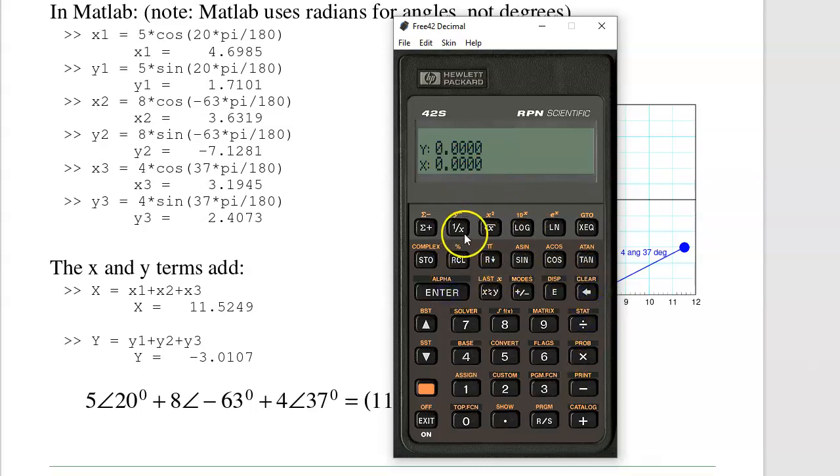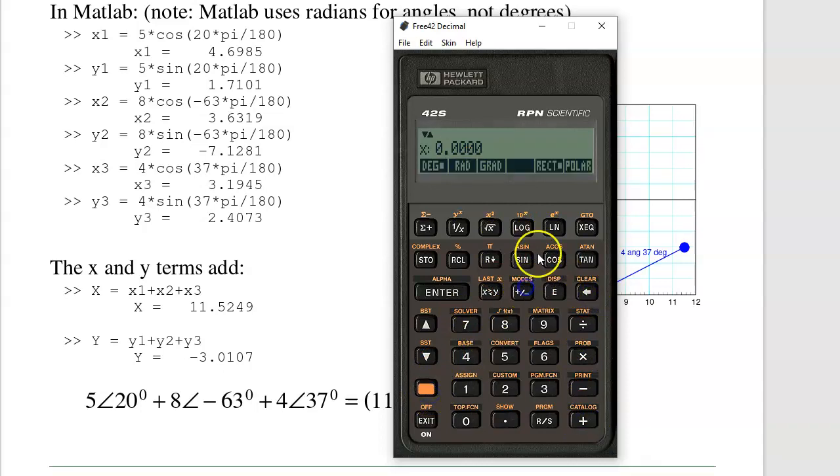There's also a way to do rectangular and polar coordinates. If I do modes, I can do rectangular or polar and complex. In rectangular coordinates, I would input a point like 4, enter 5, complex. There's the x and y coordinate. 8, enter 9, complex. And now we can add the two together. 4 plus 8 is 12, 5 plus 9 is 14. That's one way to do it.